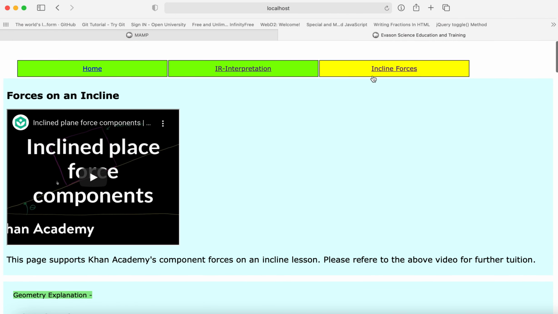So it's this kind of idea on the inclined forces that I now want to try and create for my Key Stage 4 maths site that I'm developing.